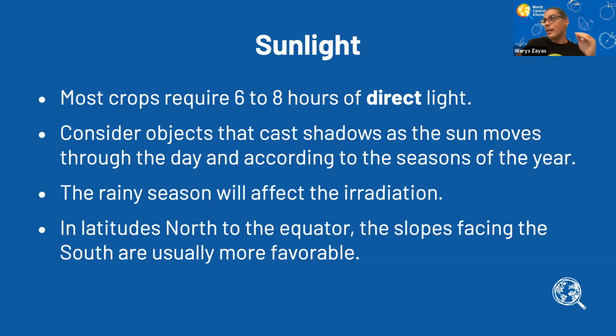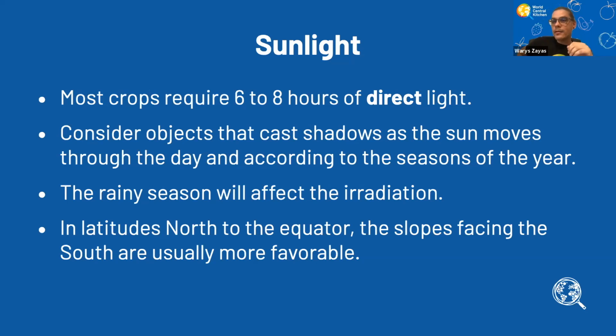That is direct light of the sun. Most of the vegetables and short period crops, even the fruit trees, need between 6 to 8 hours of direct sunlight. So what we need to consider to determine which area is better is that they have plenty of light, and we need to look for objects that cast shadow as the sun moves through the day and according to the season of the year.